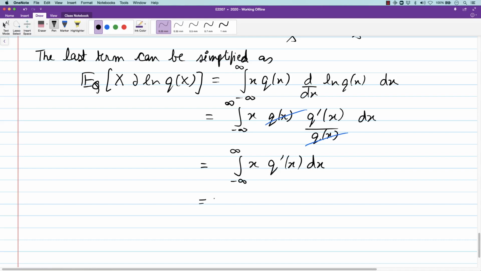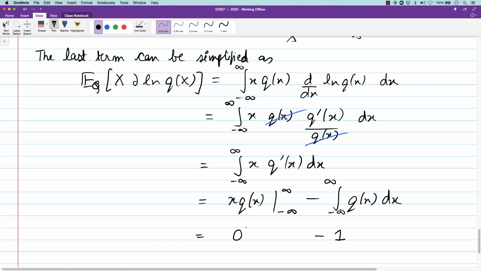Now when we use integration by parts, we take this as the first part and this as the second part. So this becomes x q(x) between minus infinity and infinity, two limits we have to take, minus the integral of q(x) dx. Now what is the second term? This is a density, and we integrate the density, so that's just minus 1. So this term is just minus 1. What about this first term?